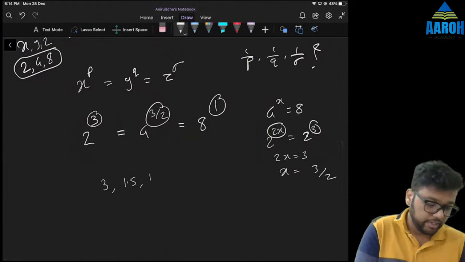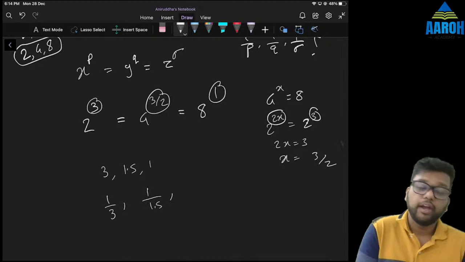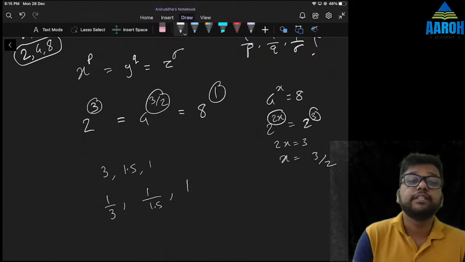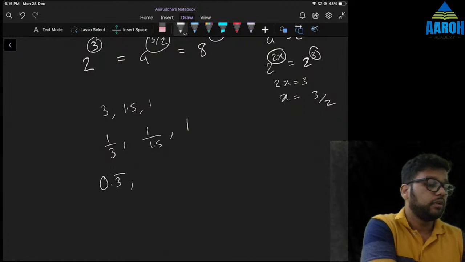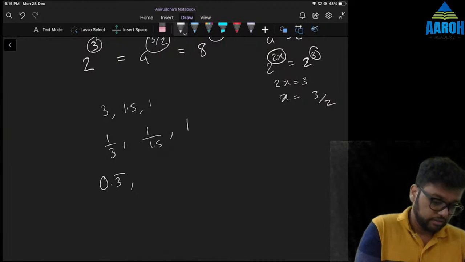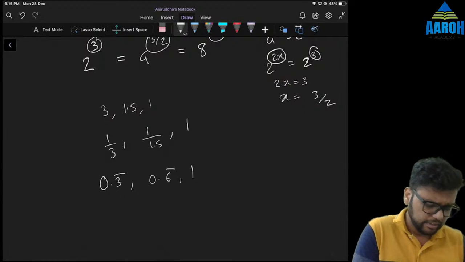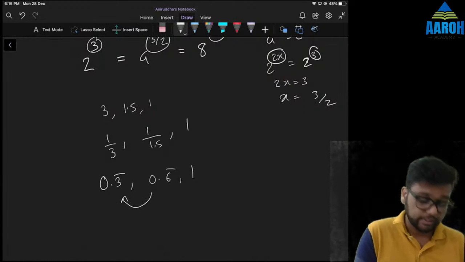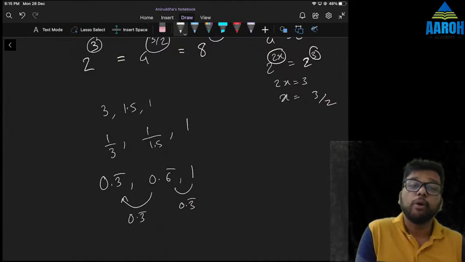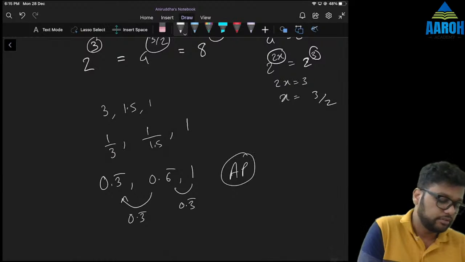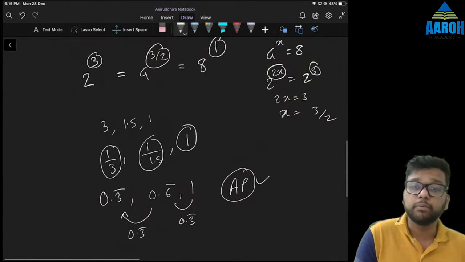And they are asking 1 by p, that is 1 by 3, 1 by q, that is 1 by 1.5, and 1 by sigma, which is 1. These are in what? 1 by 3 is 0.3 recurring. 1 by 1.5 is 0.6 recurring and 1. If you check, there is common difference between these three. This is 0.333 and this is also 0.333. Common difference is there, that means they are in AP. So AP will be the correct answer. They are asking 1 by p, 1 by q and 1 by sigma, not p, q and sigma.